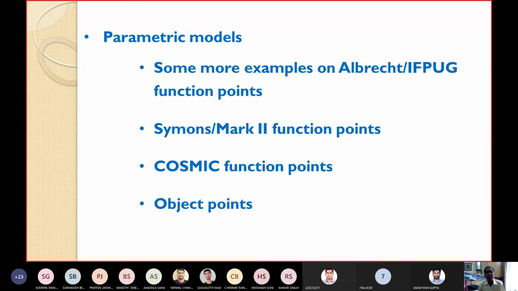So today we will discuss mainly some more examples first. Last class we discussed Albrecht IFPUG function points. I have taken some examples and given some exercises to you. Now today again, in order to make your base more strengthened, let us take some more examples on Albrecht IFPUG function points. Then we will discuss the Symons Mark II function points. Then we will discuss the COSMIC function points. Finally, we will discuss a little bit of the object points.